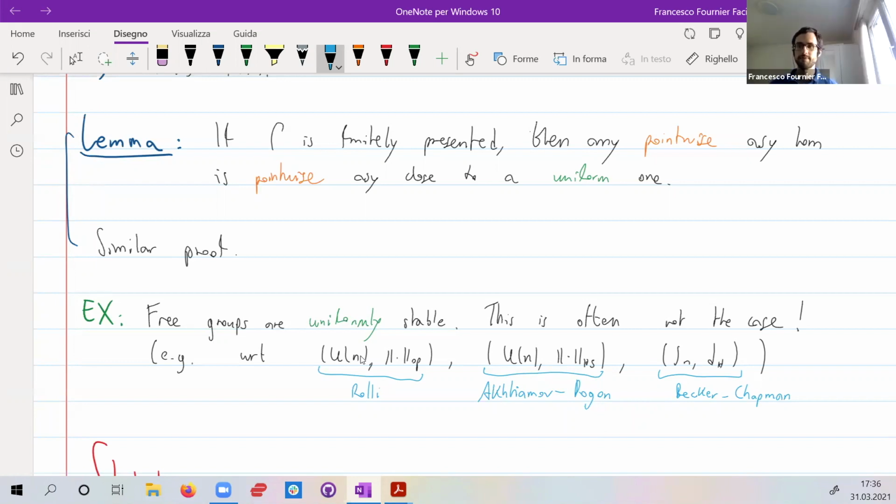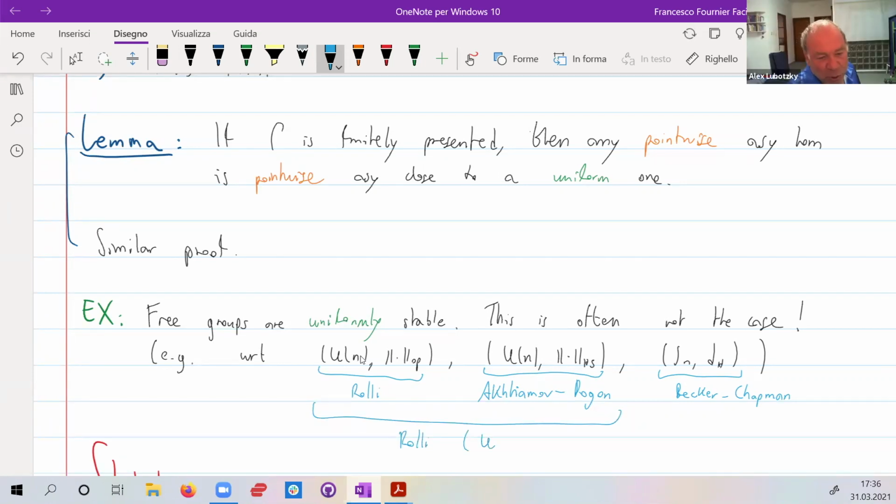It fails already in U1. Fair. And okay, so this is actually all Rolli. I know these results. They are students of mine, but you don't need it for the free group. That's true. So it all follows directly from Rolli.